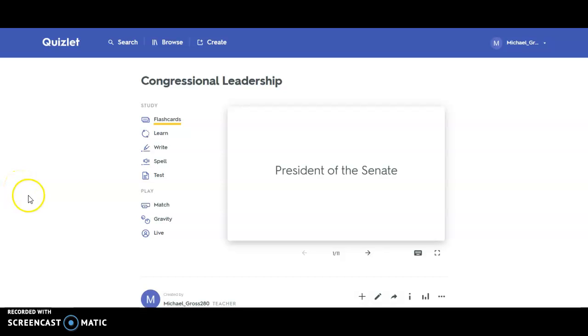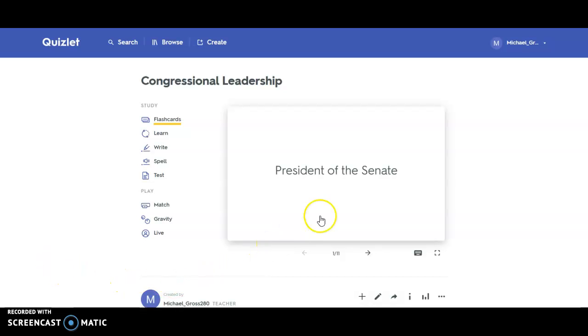All right, so I put together a Quizlet deck that goes over the congressional leadership positions. We've looked at some of these in the past with our Congress Web Quest, and then also last week looking at just the basics of the legislative branch. So I'm going to start with just terms from the Senate, and then I'll have another video with just terms from the House of Representatives.